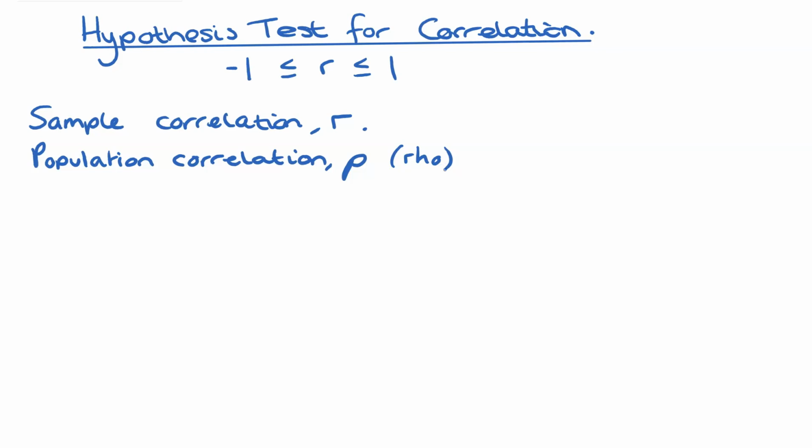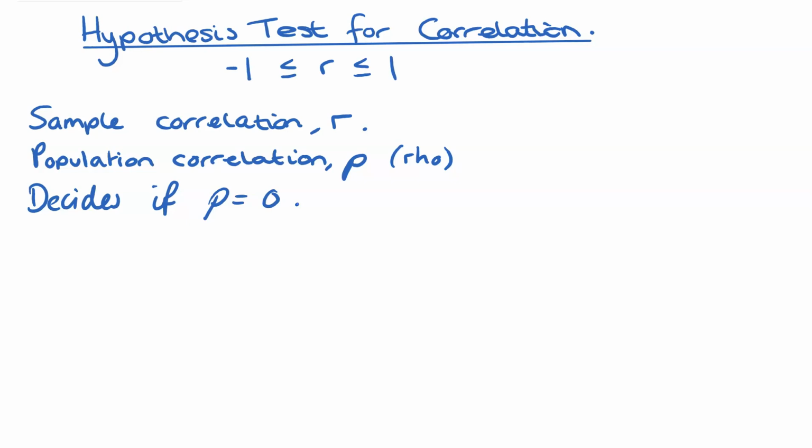And what it tests, it's whether it decides if rho is equal to 0, basically. So your null hypothesis is saying that there's no correlation between the things you're measuring. Your alternative hypothesis is that there is, and that could be one tail or two tail.